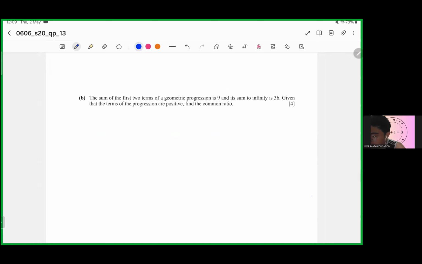Okay, now we see the first statement. He says the first two terms of the geometric progression is 9. So we can take a plus ar equals to 9. So we get a times bracket 1 plus r equals to 9. And then second is sum to infinity equals to 36. So we can write the formula a over 1 minus r equals to 36. And the question also says given that the terms are positive, right? So it's very important information.